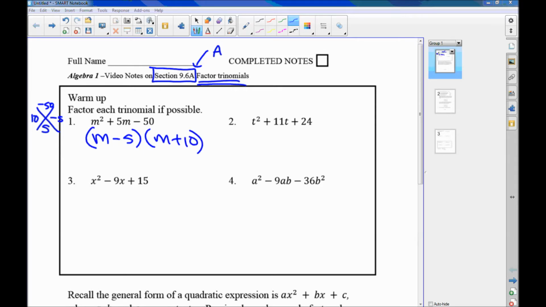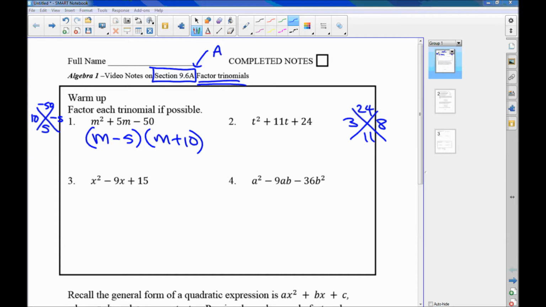So remember, factoring a trinomial is like unfoiling the trinomial, going backwards. Our little puzzle here would be 24 up top and add to 11. The two numbers that would add to 11 and multiply to 24 are 3 and 8. So 3 times 8 is 24, and 3 plus 8 is 11.